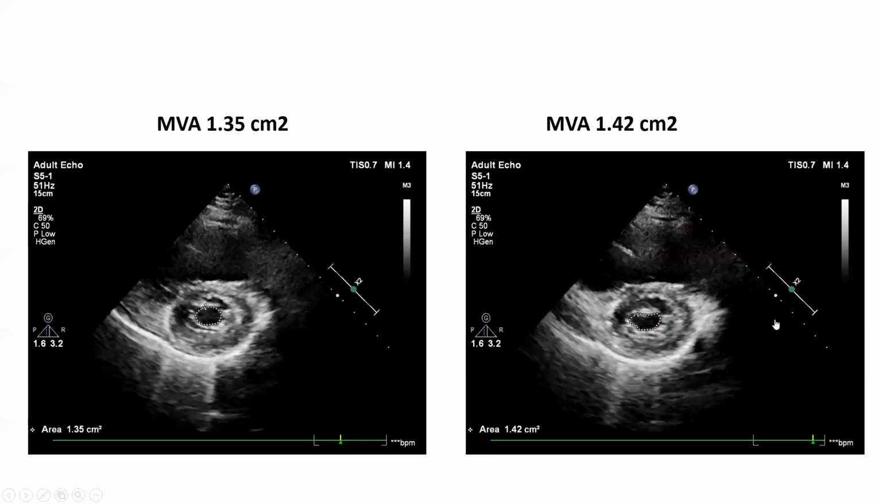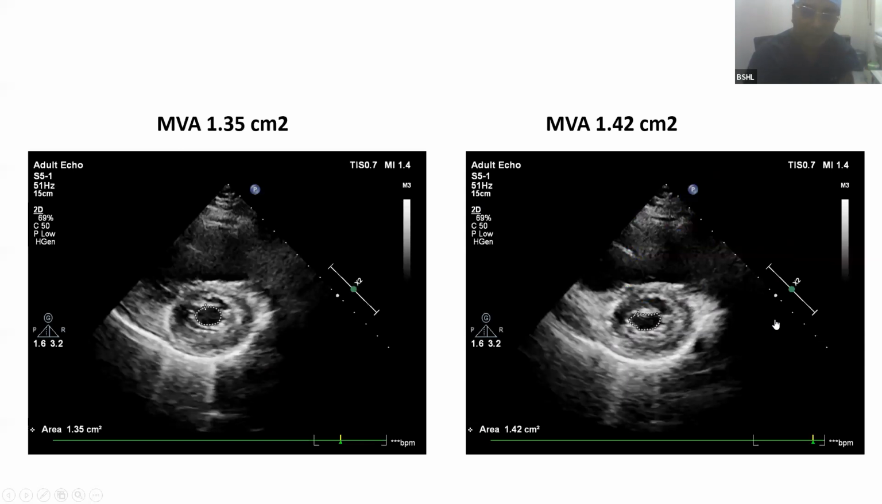Tamal, I lost you. Tamal? It's my network. I think he probably froze. Yeah, I think so. This case is done by our team. I can continue before Tamal appears.